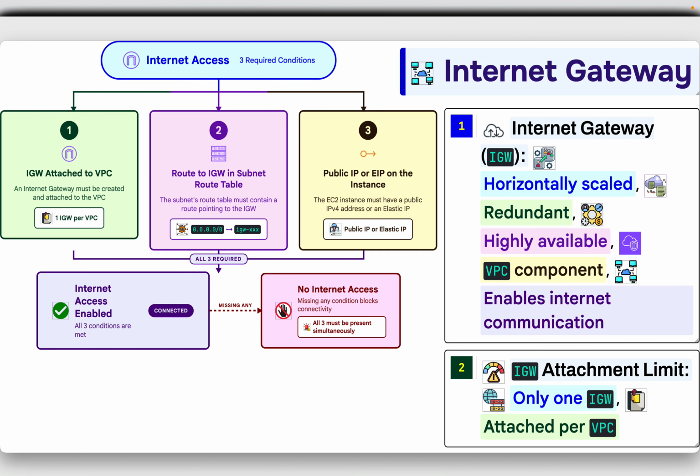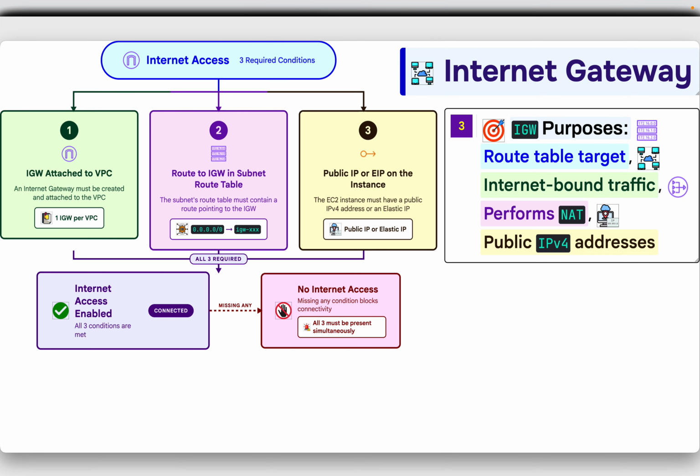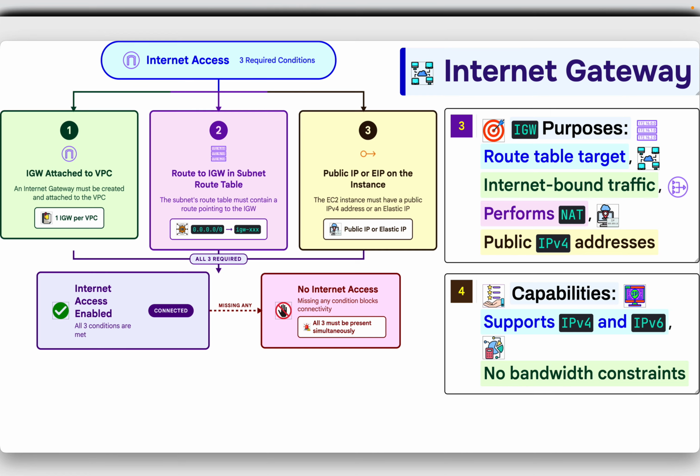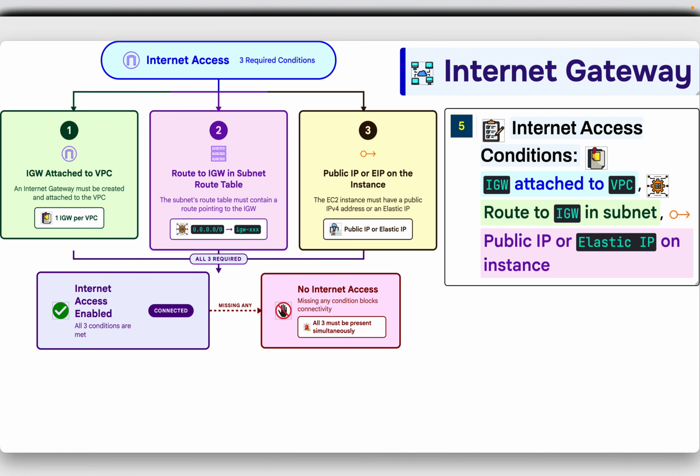Only one internet gateway can be attached per VPC. The internet gateway serves as a route table target for internet-bound traffic and performs NAT for public IPv4 addresses. The Internet Gateway supports both IPv4 and IPv6 and has no bandwidth constraints.